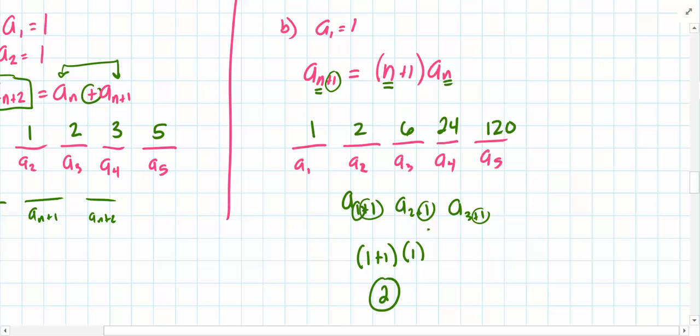What about this one here? I would take a value of n being 2, so I'd go 2 plus 1 times the previous term, which is a value of 2. Notice I get 3 times 2, and that's where my 6 comes from. Does that make sense, you guys?